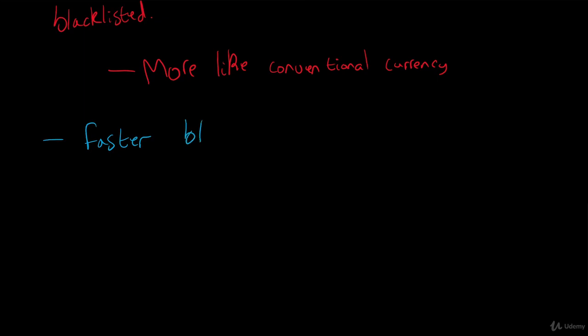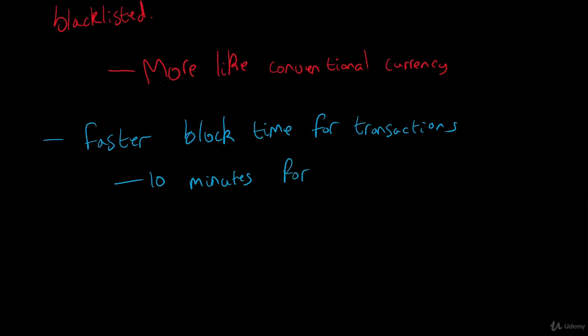In terms of the processing of transactions, because this is a big debate around certain cryptocurrencies, it has a faster block time for transactions. It's 10 minutes for Bitcoin. And can you guess how much it is for Monero? It is 20. No, I'm joking. That would be slower.